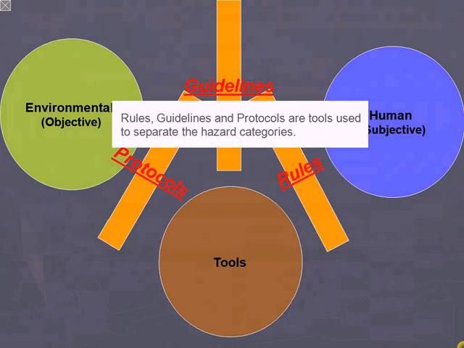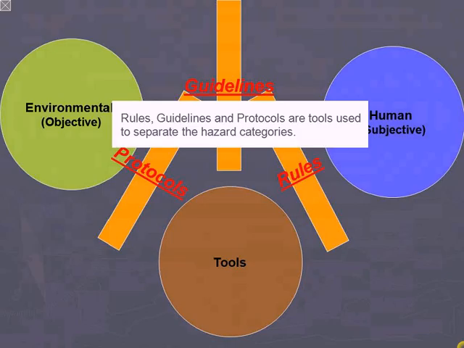Protocols help you separate the hazards. For example, we'll have a protocol on a tool so that there is effective use of the tool, and we have safety guidelines that similarly help in the field.